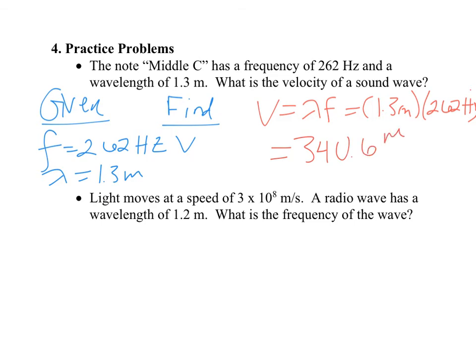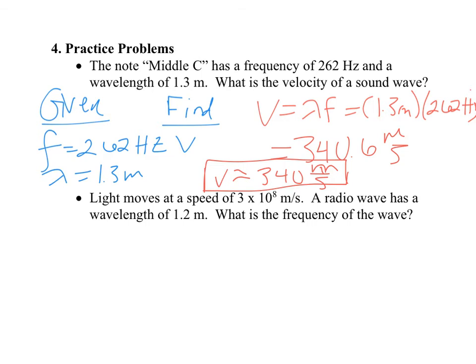340.6 meters per second. 2 sig figs, so V is about 340 meters per second. Easy, easy equation to use. Okay, next one: light moves at a speed of 3 times 10 to the 8th meters per second. A radio wave has a wavelength of 1.2 meters. What is the frequency of the wave?